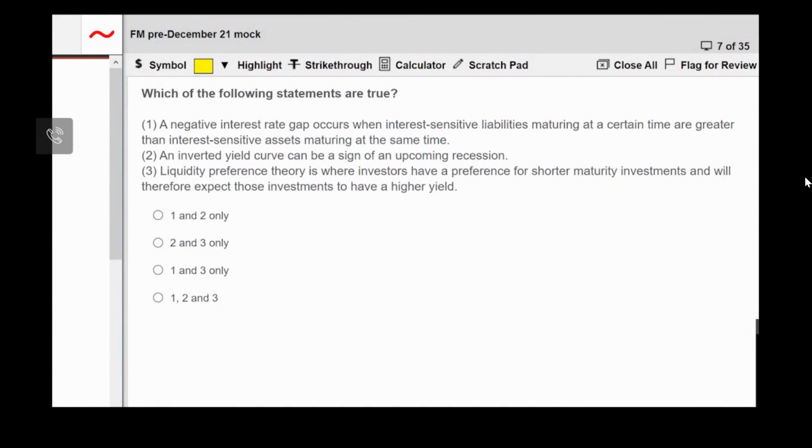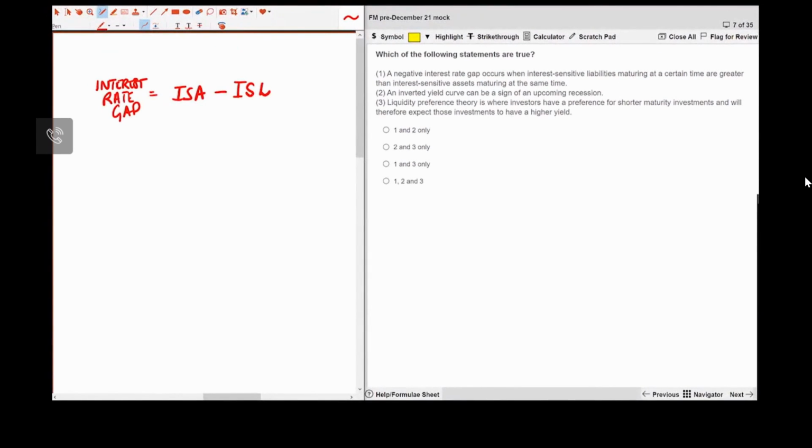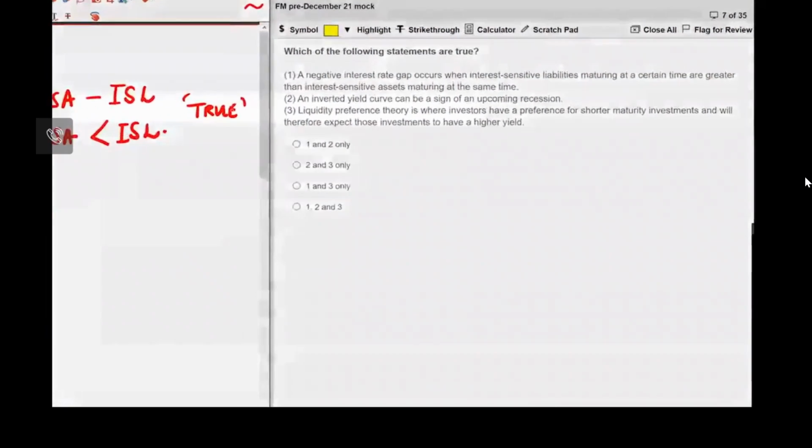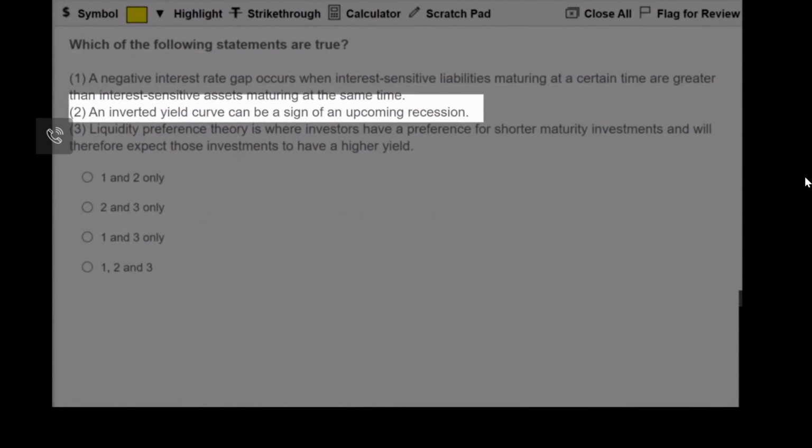Well, let's have a look at the theory about that. So the interest rate gap is defined as interest-sensitive assets minus interest-sensitive liabilities. So that is correct. We've just got to decide whether it's negative. And it's negative if the interest-sensitive liabilities are greater than the assets. So therefore that is true. Now number 2 says an inverted yield curve can be a sign of upcoming recession.